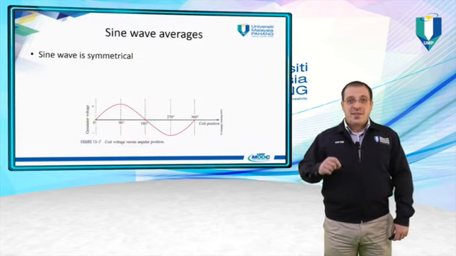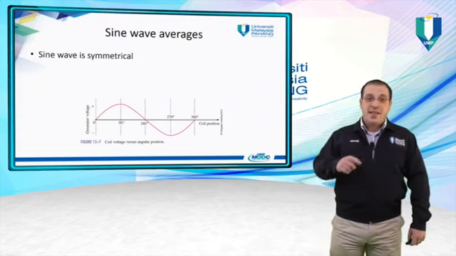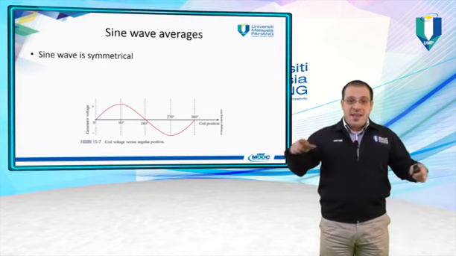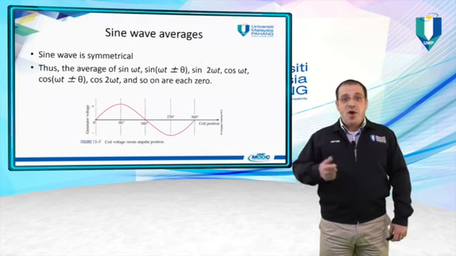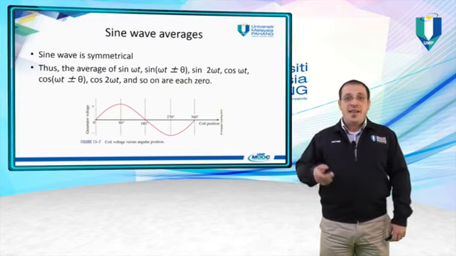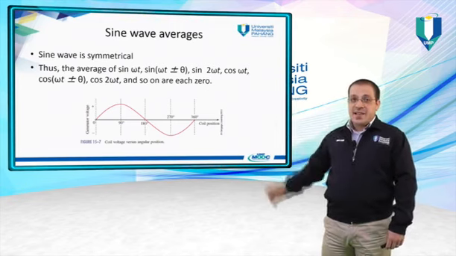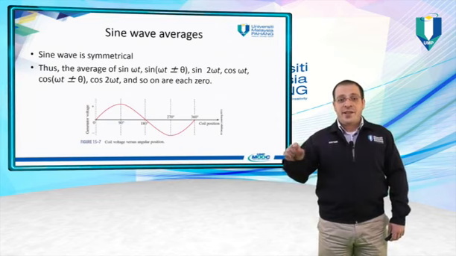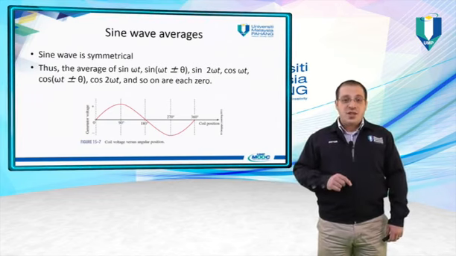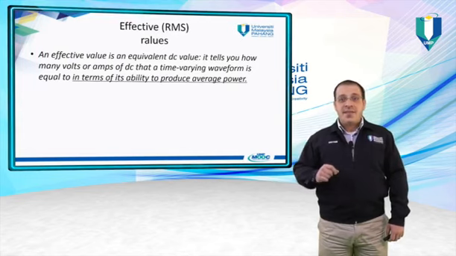Why? Because the sine waveform is symmetrical. If you apply the previous equation, the area under the curve divided by the base, the average of sine omega t plus or minus theta, or cosine omega t, whatever, is always 0, because the positive part is exactly similar to the negative part. So the value read on the plugs, which is 240 or 100 volts, is not actually the average. It's called the effective or RMS value.